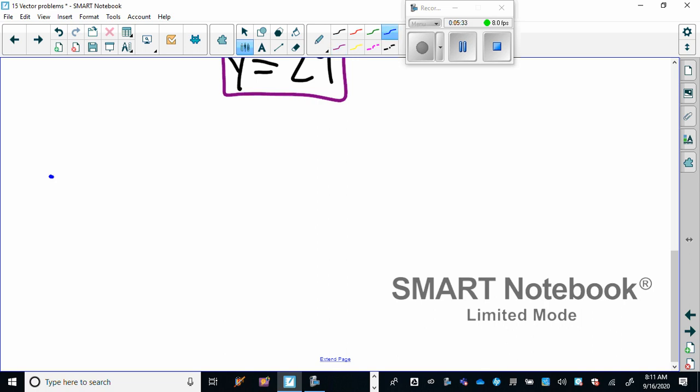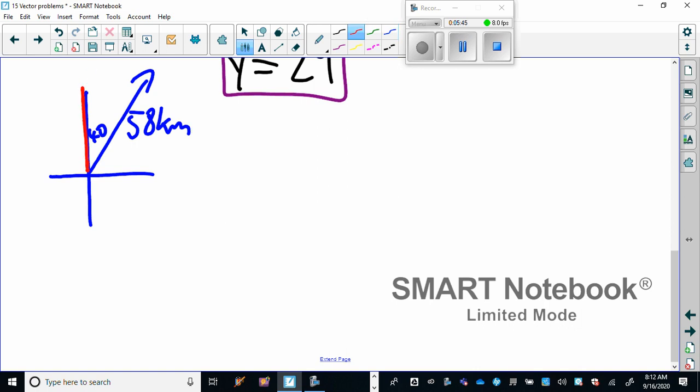And vector number two was north 40 degrees east, and it was 58 kilometers. So this vector has a northerly component and an easterly component, 40 degrees. Okay, same procedure. Here's my x, here's my y.